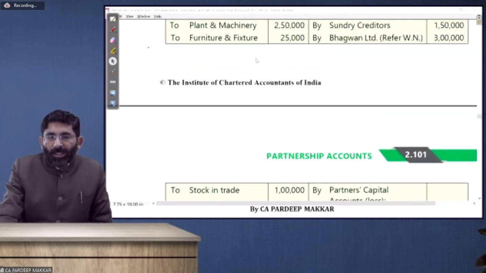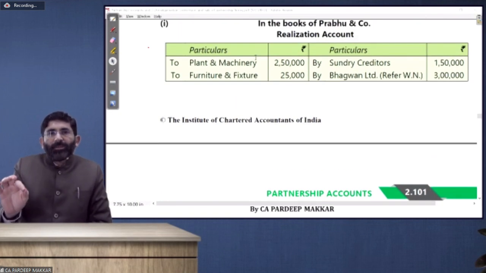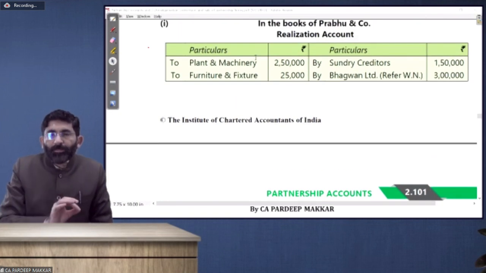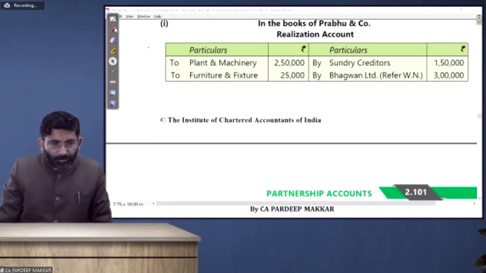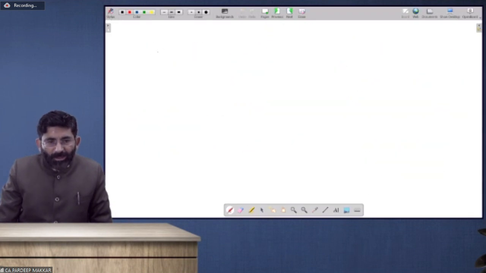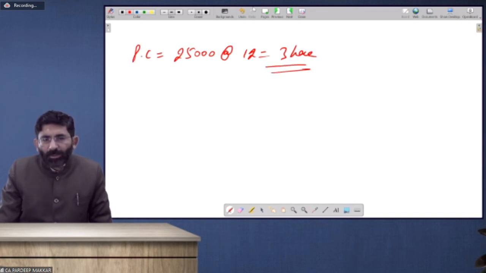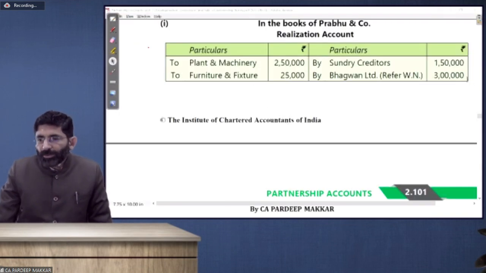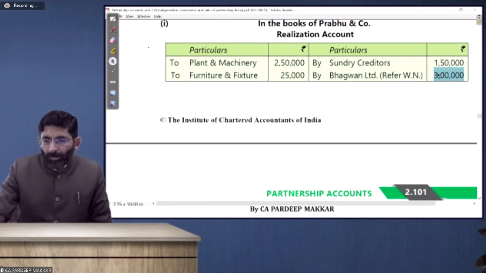Okay, and by Bhagwan Limited, or you may say the purchasing company, you have to write the name of the purchasing company that I have mentioned, that it has decided to pay us 25,000 shares at the rate of rupees 12 per share. So this is 3 lakh rupees. This is a simple calculation of purchase consideration that has already been discussed in your previous chapter. Here also this is rupees 3 lakh. Is that clear?